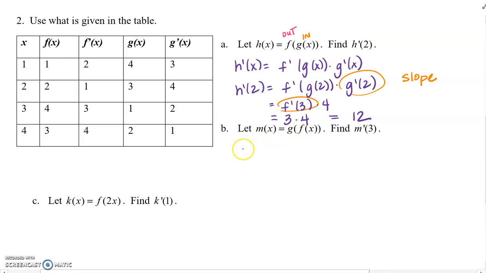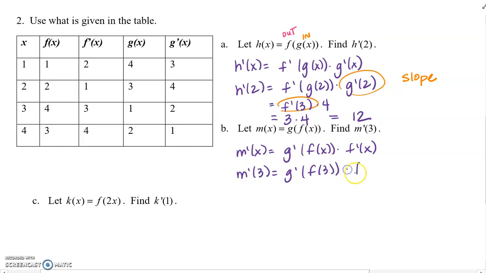All right, part B. M is equal to g of f. So this will be g prime of f times f prime. M prime of 3 is g prime of f of 3 times f prime of 3. And now we can figure that out. So f of 3 is 4 and g prime of 4 is 1. So this turns into 1 times f prime of 3.